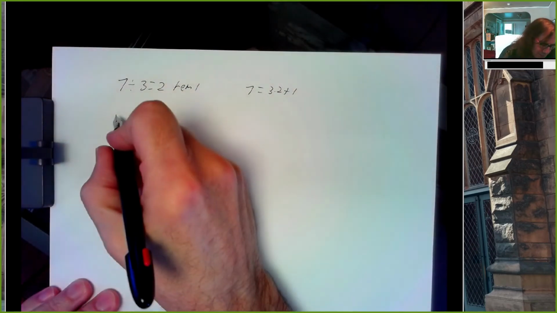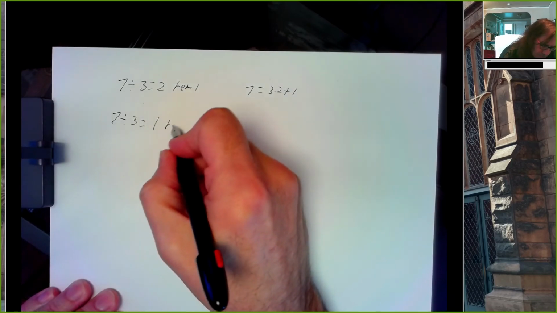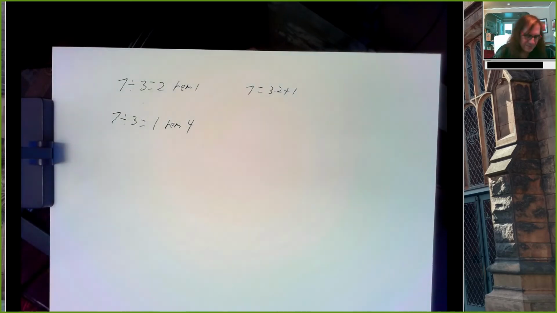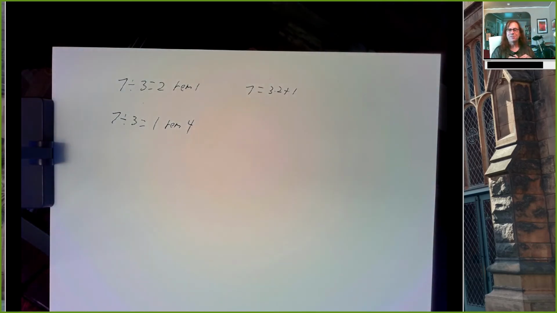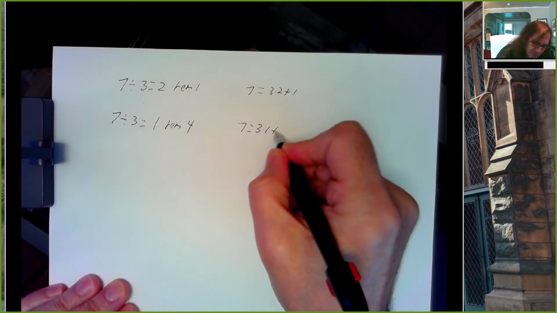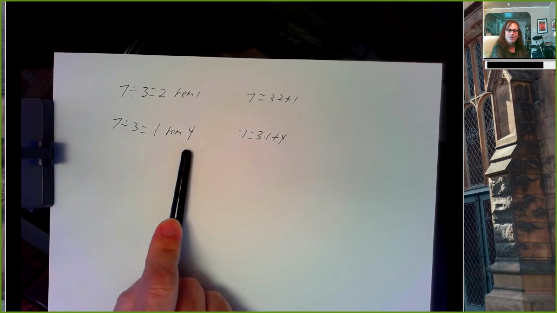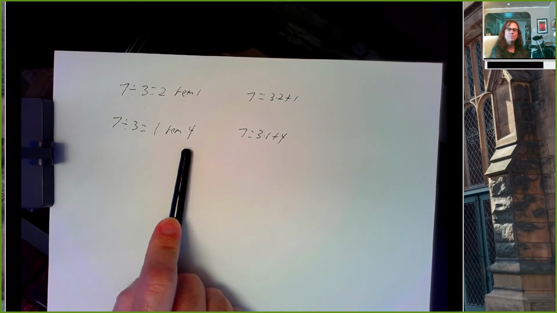Because this is also true. Seven divided by 3 is also 1 with 4 left over. In other words, 7 equals 3 times 1 plus 4. So how many times does 3 go into 7? Well, it goes in exactly 1 time with 4 things left over. That's true.